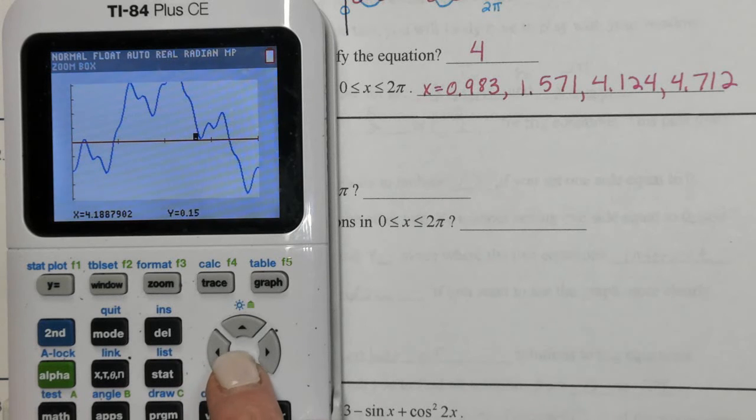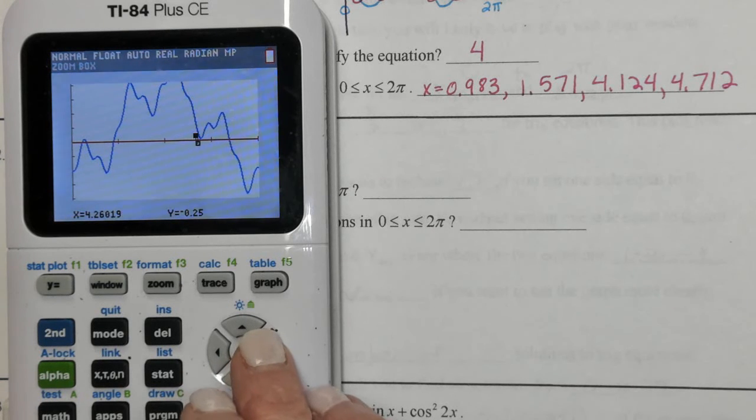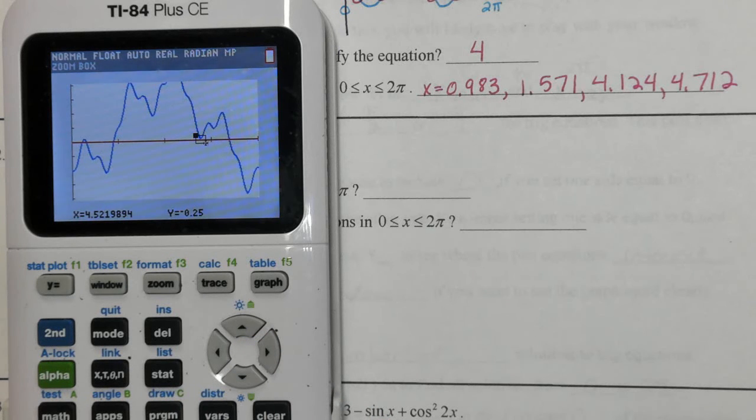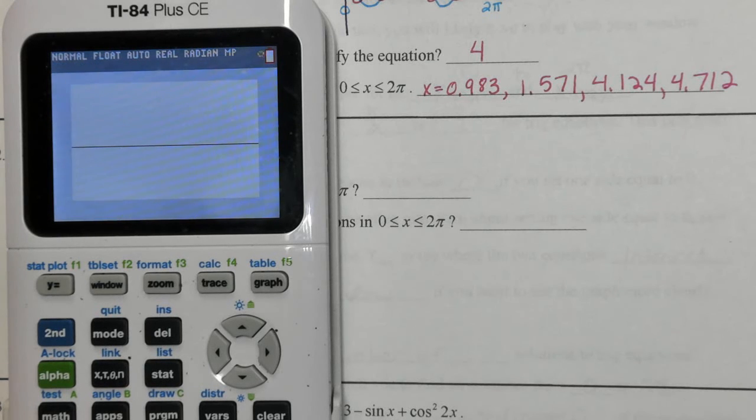And then I'm going to go down and over and set the other corner of the box. And when I do that, it'll automatically zoom in only on that box. So there it is close up. And clearly we are not touching the x-axis. So that will not be one of our solutions.